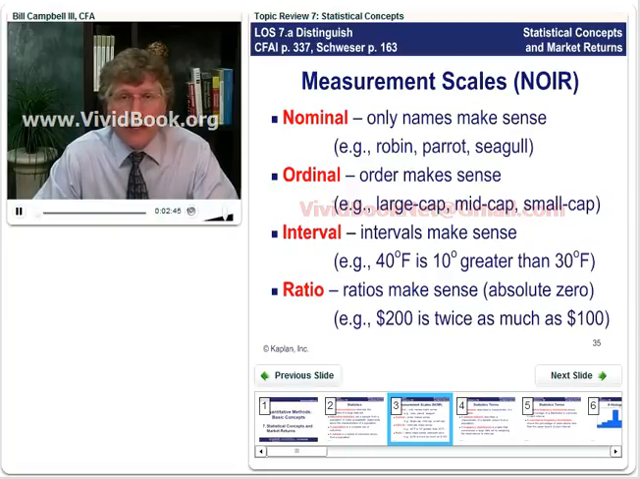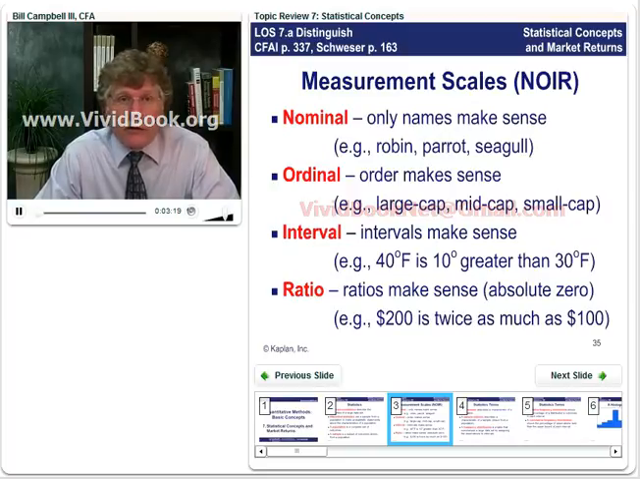The example we have here, robin, parrot, seagull, these are obviously different kinds of birds. If we have numbers or data under the robin category, we simply know that it's different from data that are under the parrot category or data under the seagull category. That's all we can say. They're different. We don't know anything about whether robins are bigger than parrots, smaller than parrots. All we know in a nominal scale, the different labels simply mean different kinds of data.